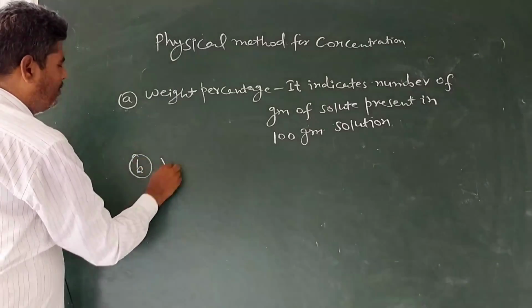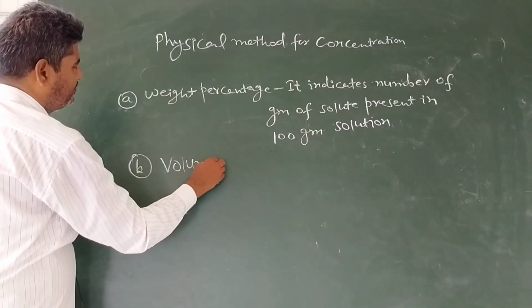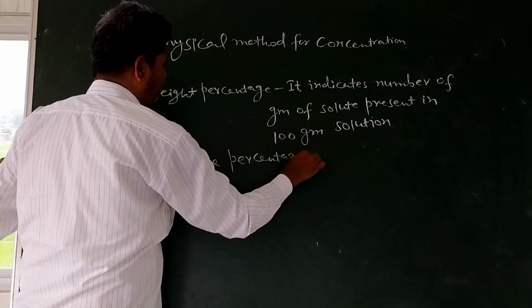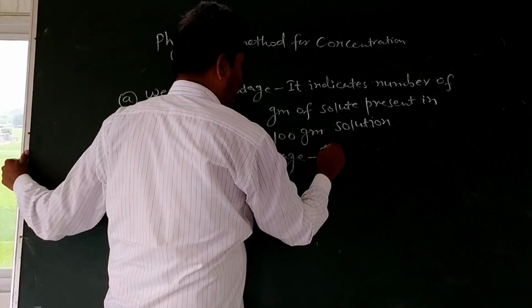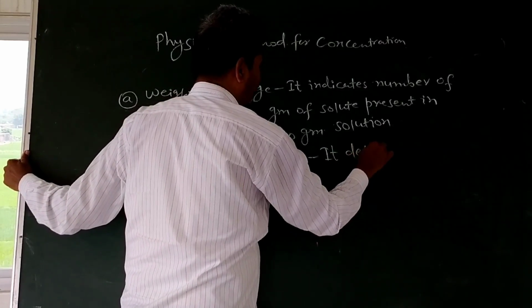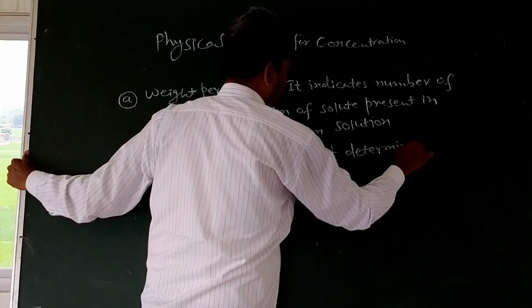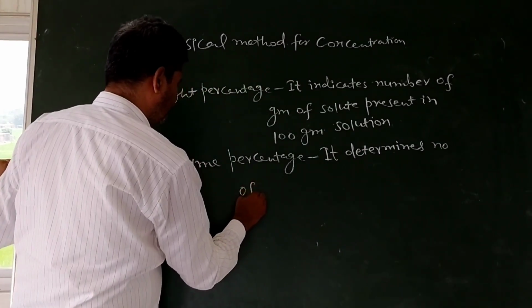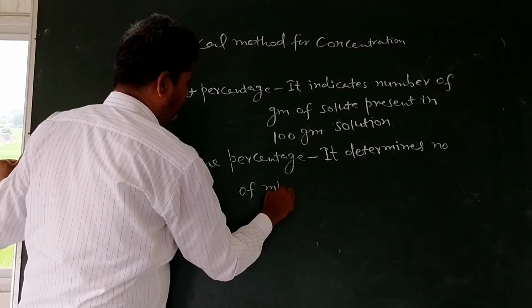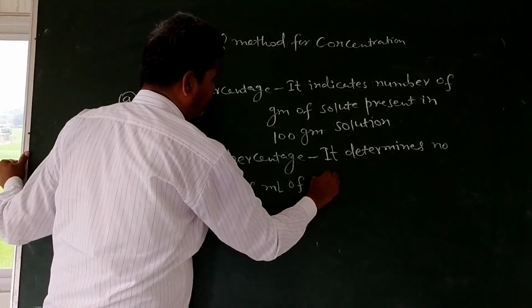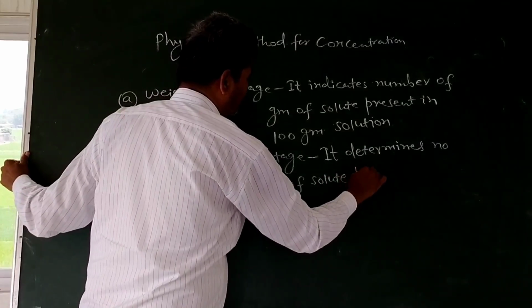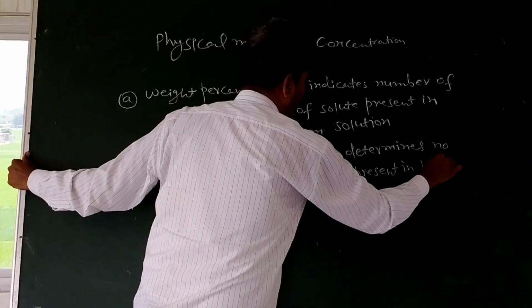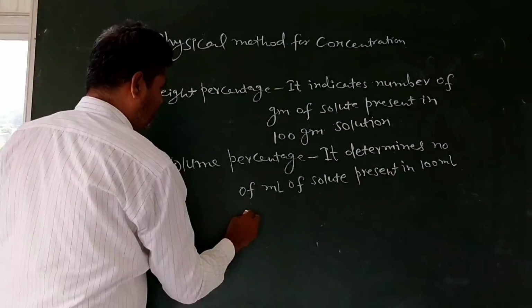Second, volume percentage. It determines the number of milliliter of solute present in 100 milliliter solution.